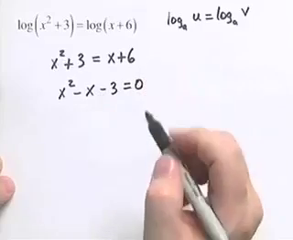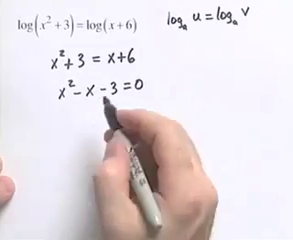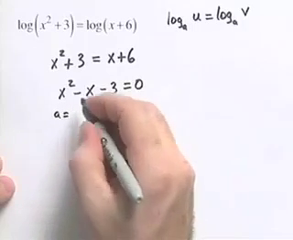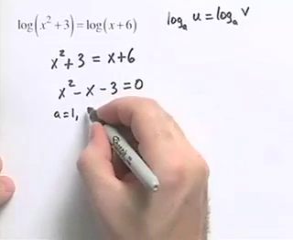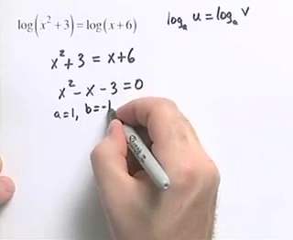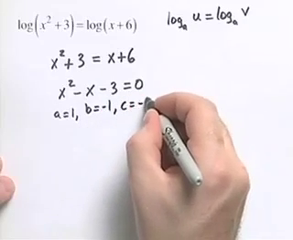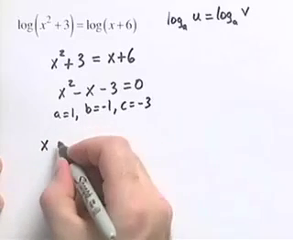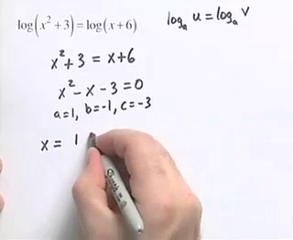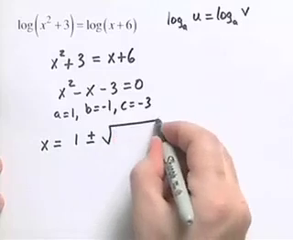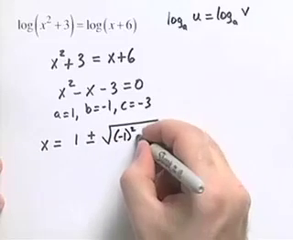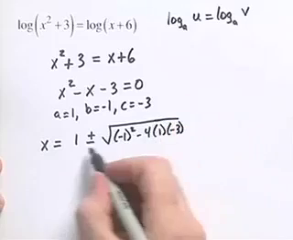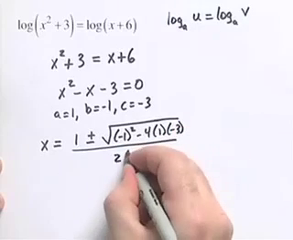I'm going to solve this equation by factoring, if possible. We look at this, it doesn't appear that factoring will work, so we can use the quadratic formula. a equals 1, b equals negative 1, and c equals negative 3. If we plug these values into the quadratic formula, we get x equals 1 plus or minus the square root of negative 1 squared minus 4 times 1 times negative 3, all divided by 2 times 1.